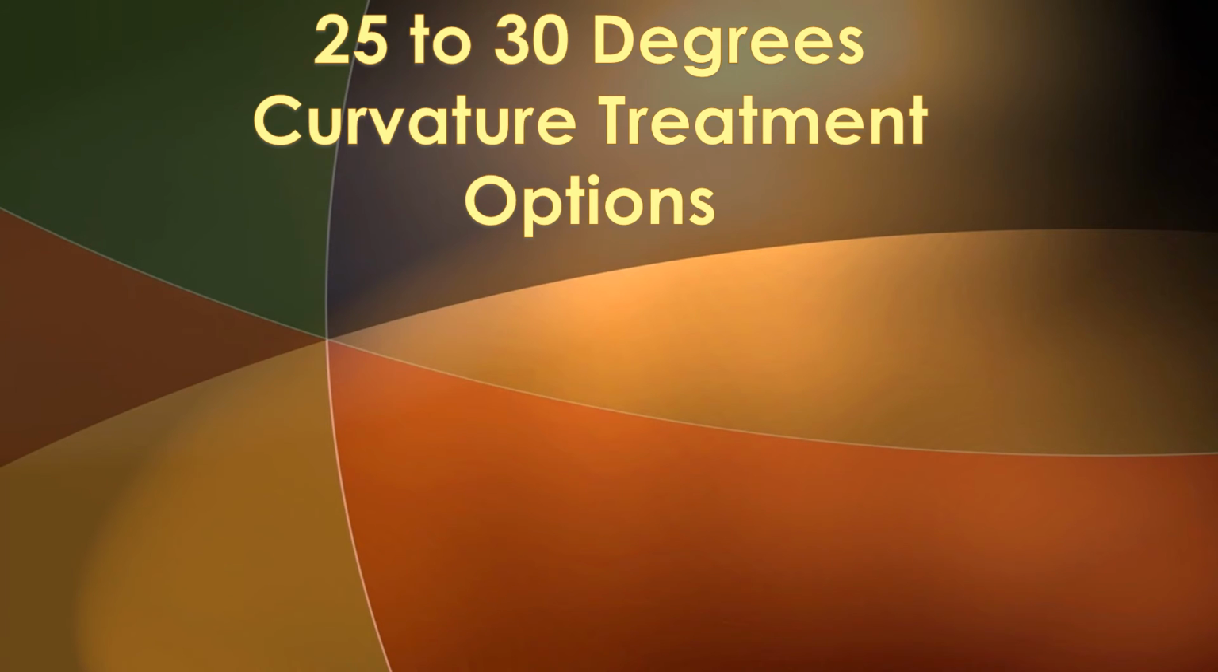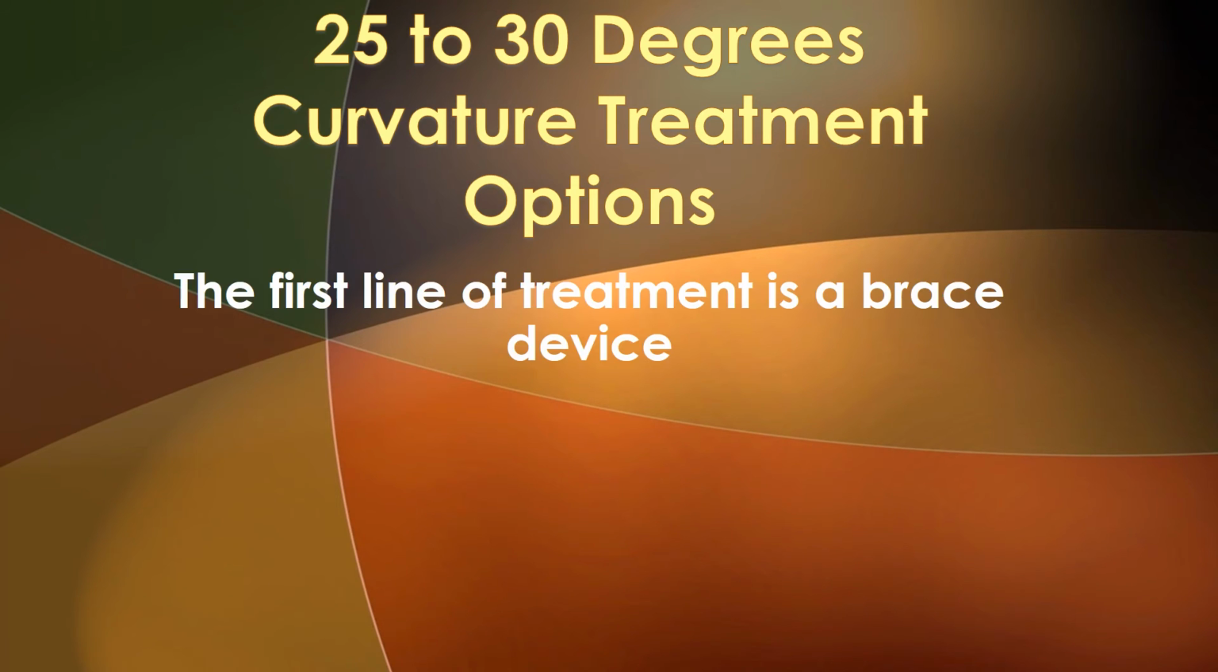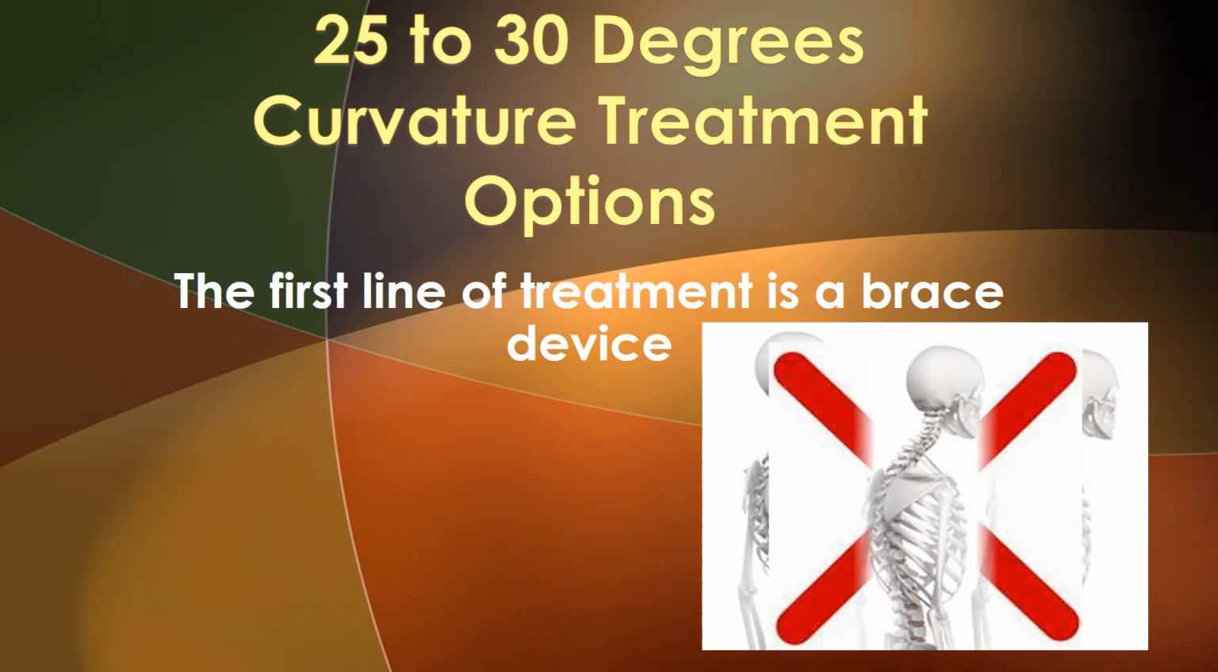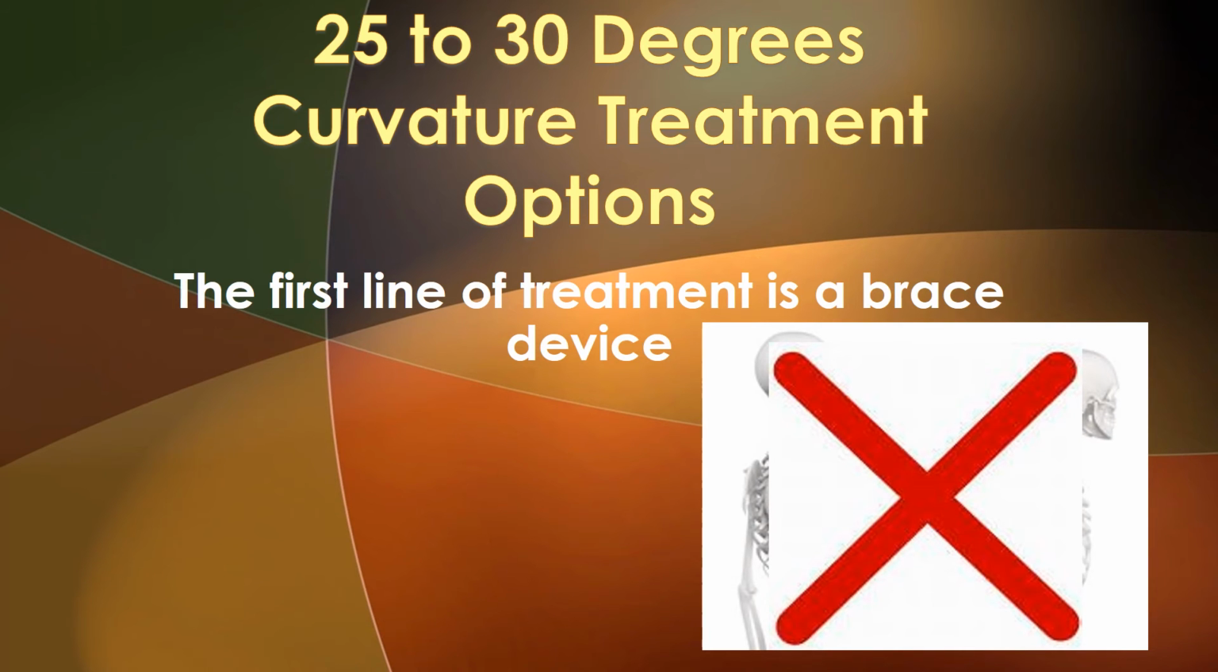25 to 30 degrees curvature treatment options. The first line of treatment is a brace device. The objective of using a brace is to restrict the forward bending of the spine. It is not meant to cure the disease. It is used to limit or prevent the curve from progressing.